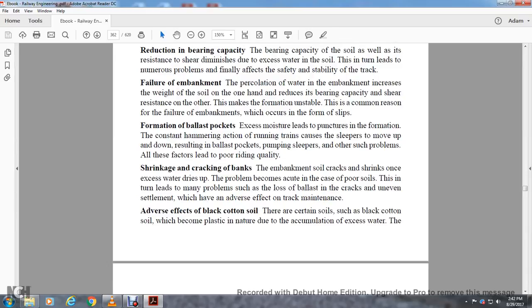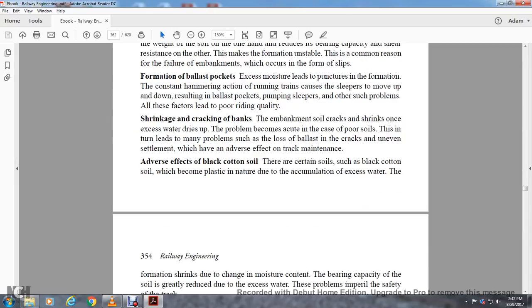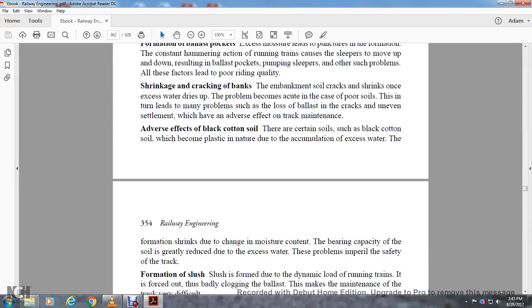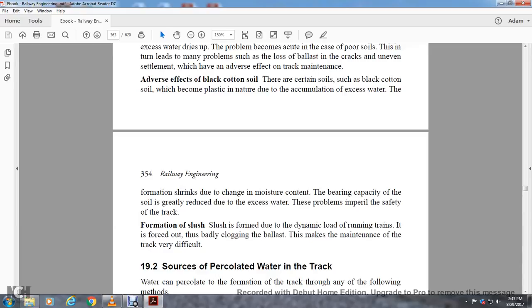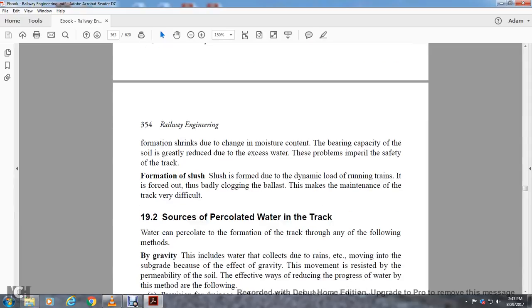Adverse effect of black cotton soil. Certain soils such as black cotton soil become plastic in nature due to the accumulation of excessive water. The formation strength changes with the change of moisture content, and the bearing capacity of the soil is greatly reduced, which endangers the safety of the track. Formation of slush. Slush is formed by the dynamic load of the running train forcing out water, and the badly clogged ballast makes the maintenance of the track very difficult.